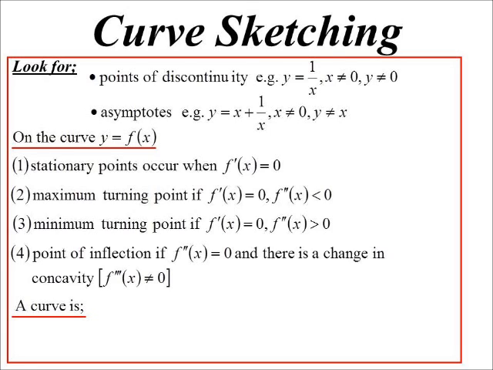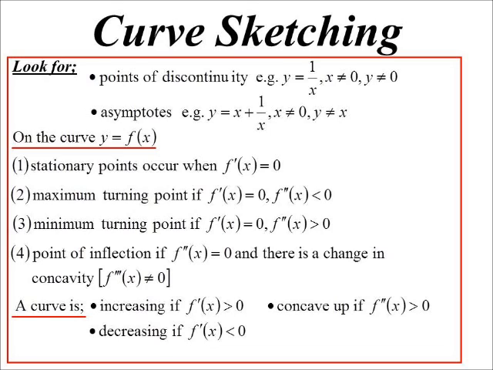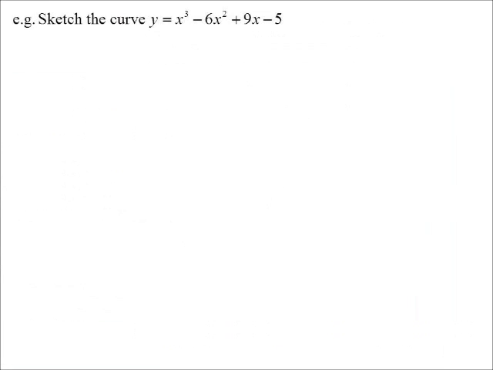Okay, then if we're further investigating, we still haven't got an idea about the shape. We know the curve will be going up, or increasing, when the first derivative is positive, and it'll be going down if it's negative. And then concavity: we know it's concave up if its second derivative is positive, and concave down if the second derivative is negative. So let's do an example.